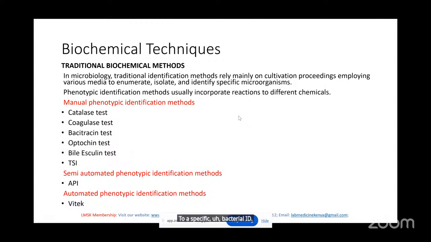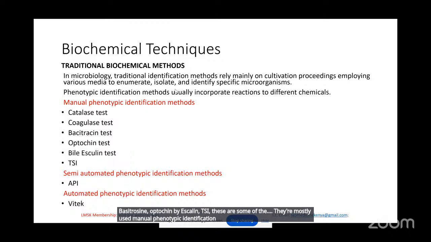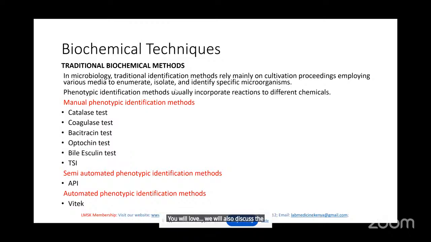So you have your manual phenotypic identification methods. In this, you have catalase, coagulase, bacitracin, optochin, bile esculin, TSI. These are some of the mostly used manual phenotypic identification methods. We will also discuss the semi-automated phenotypic identification methods and the fully automated phenotypic identification methods.